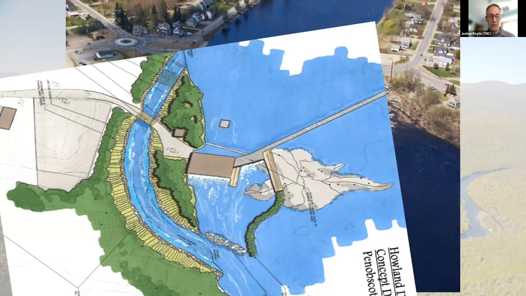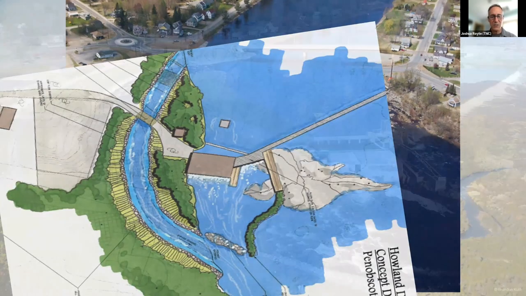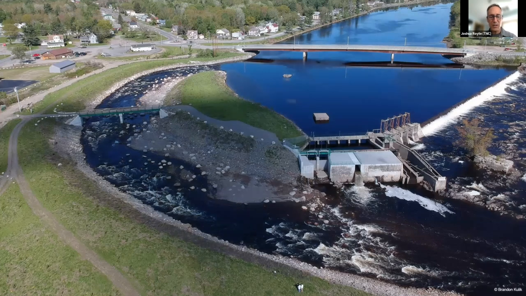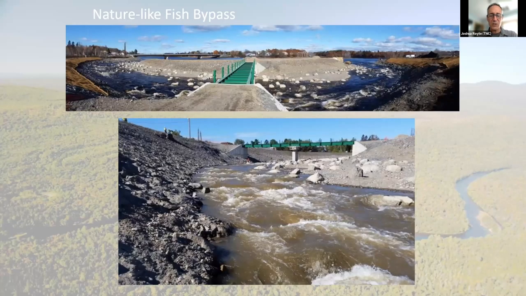So we came up with a nature-like fishway. Here's the diagram. Here's what it looks like in real life a couple of years ago, just greened up. But you can see there's a lot of options for fish passing at different stages of water levels, which is crucially important. We found fish do not hesitate to go up there, and no juveniles are killed coming downstream. This is during the construction phase, just to give you an idea of the scale.